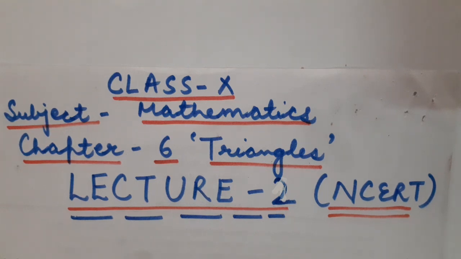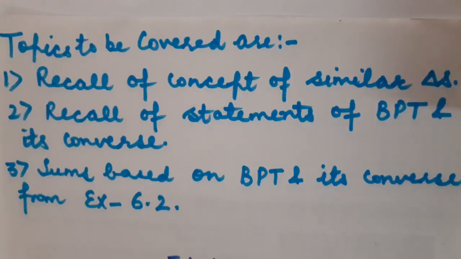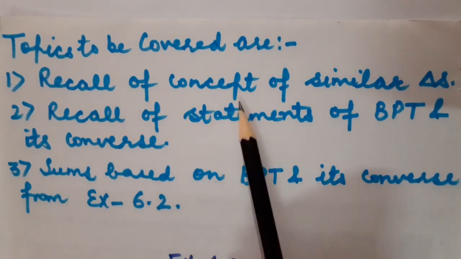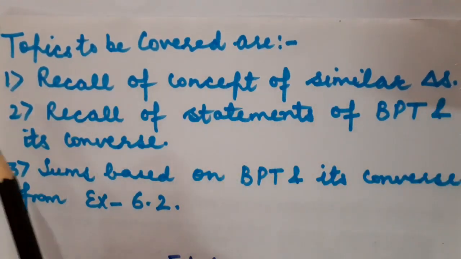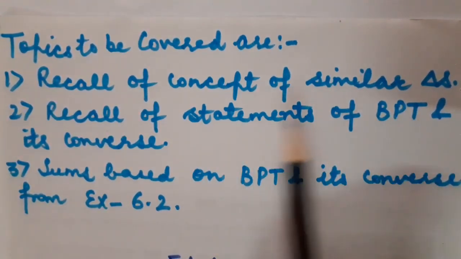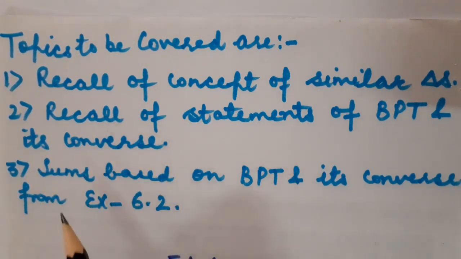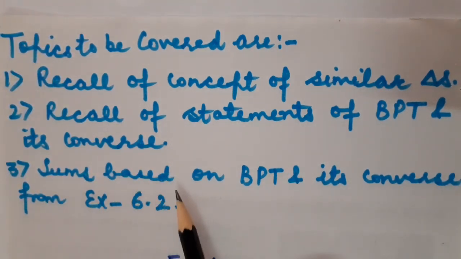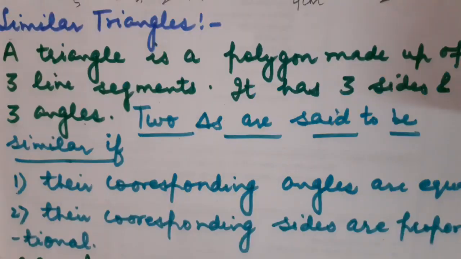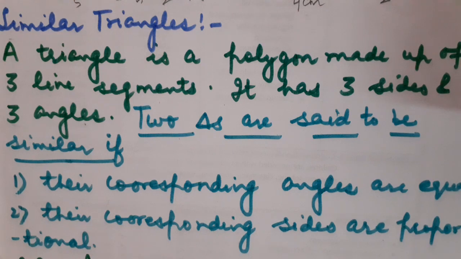So children, in today's lecture, the topics I am going to cover are: number 1, first of all I will make you recall the concept of similar triangles. Secondly, I will make you recall the statement of basic proportionality theorem as well as its converse. And ultimately we will be doing some problems based on basic proportionality theorem and its converse from exercise 6.2 of NCERT. Fine children? So here is our concept of similar triangles.